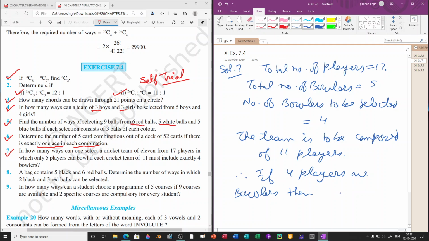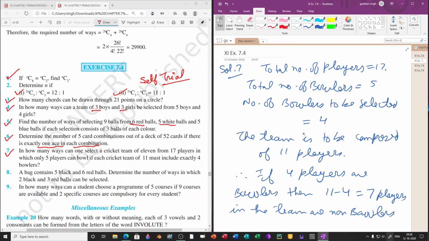So we are discussing the team. If 4 players are bowlers, then 11 minus 4, that is equal to 7 players in the team who are non-bowlers, and the total number of players given is 17.